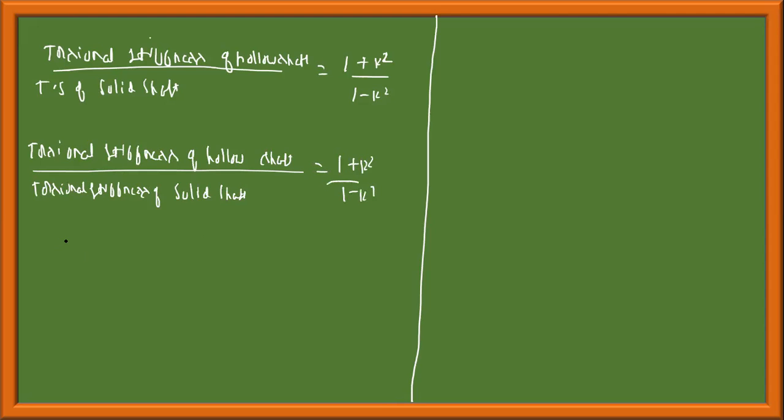Let us say D outer dia as 45 and inner dia as 40. K is equal to di by d naught. Substitute in this term, and tell me what you will get. What is k first? K is equal to di 40 by 45. Tell me what is this value?